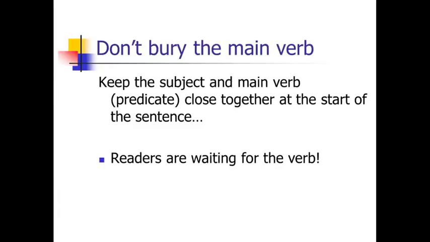So the final point to keep in mind in terms of writing with verbs is that you don't want to bury the main verb. What I mean by that is you want to make sure that the main verb of the sentence, which we call the predicate, is up close to the subject near the start of the sentence. And the reason is that the readers are waiting for the verb. Once you give the reader the subject, the reader is sitting there waiting for the verb. And the reader is going to get lost if there's a lot of material between the subject and the verb. They're simply waiting for the verb, and until they get there, they're going to be lost. So if you put too much stuff there, you're going to lose your reader.